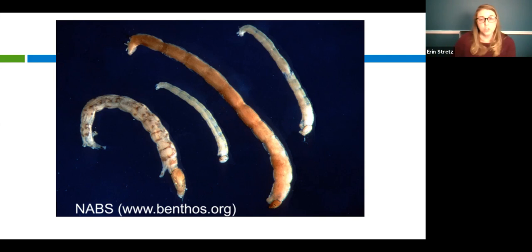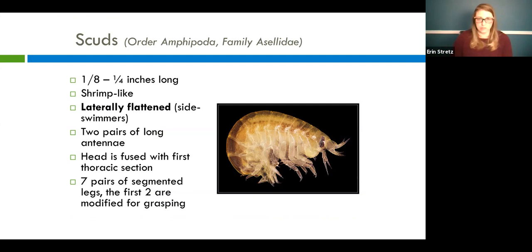Onto our crustaceans. We have scuds. These kind of look like shrimp. Another word for the scud is a side swimmer. And that's really helpful to remember because you will probably see the scud on its side swimming around in your tray. These guys are pretty much always on the move and they're always on their side. So you'll always see them at sort of this perspective, flat on the bottom of the tray.